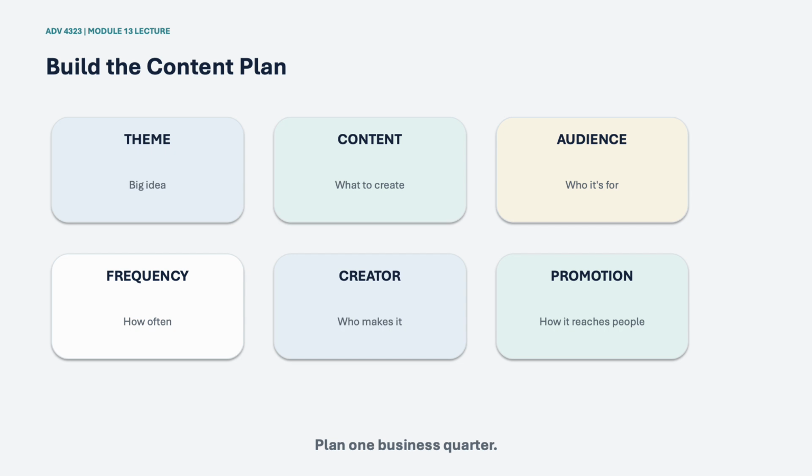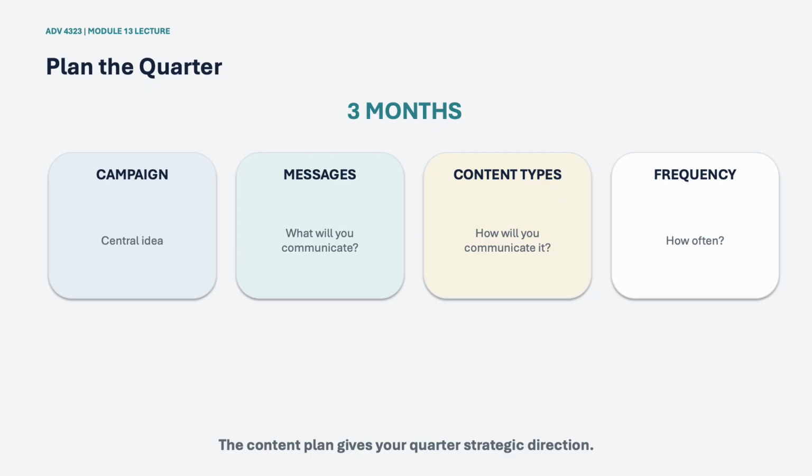The question isn't simply, what should we post? It's, what should we post to help accomplish your objectives with this particular audience? Remember that the content plan covers approximately 3 months. This is your big picture view. What is the central campaign or idea for the quarter? What messages will you communicate? What type of content will carry those messages? And how frequently will that content appear?